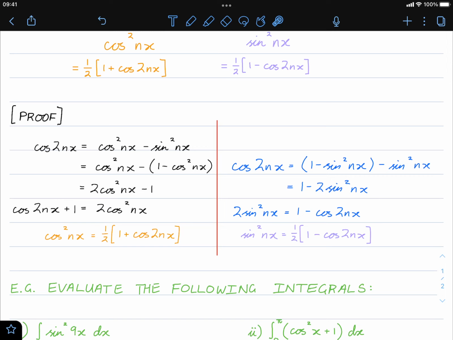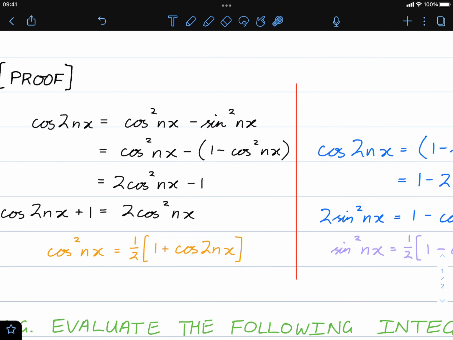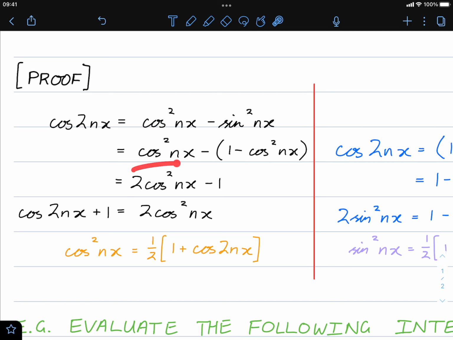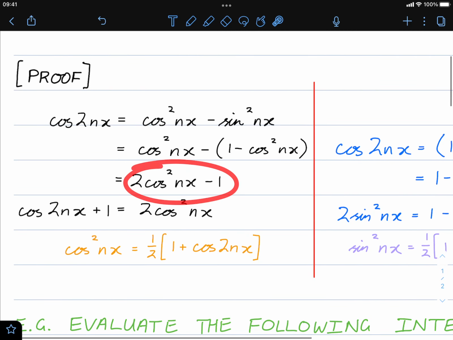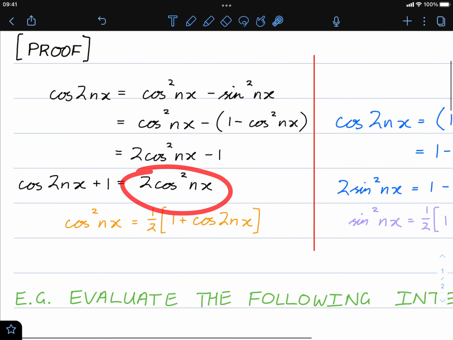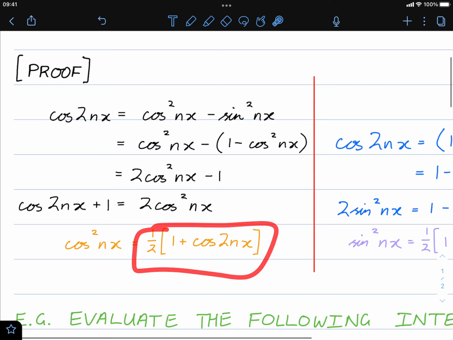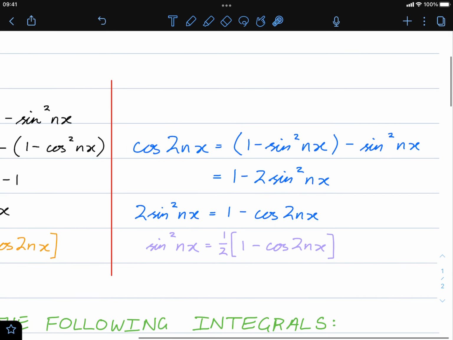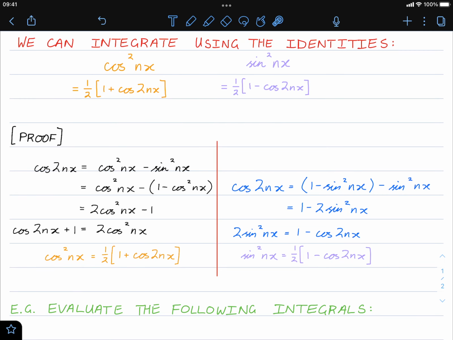We know that cos of 2nx is cos squared nx minus sine squared nx. From here we get cos 2nx equals 2 cos squared nx minus 1, and rearranging this, moving 1 to the other side, we get this plus 1, and then halving everything. So half times everything gets us this here. And a similar one can be done with sine squared of nx.